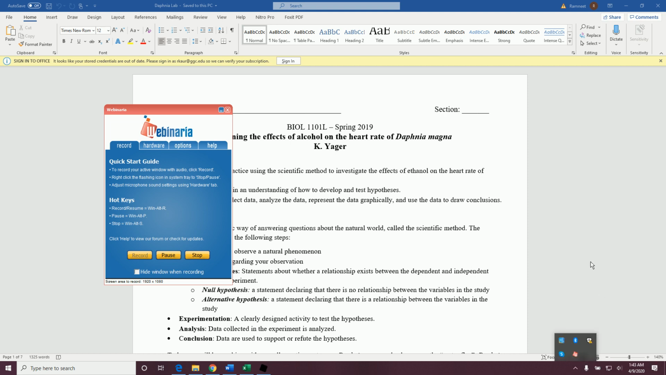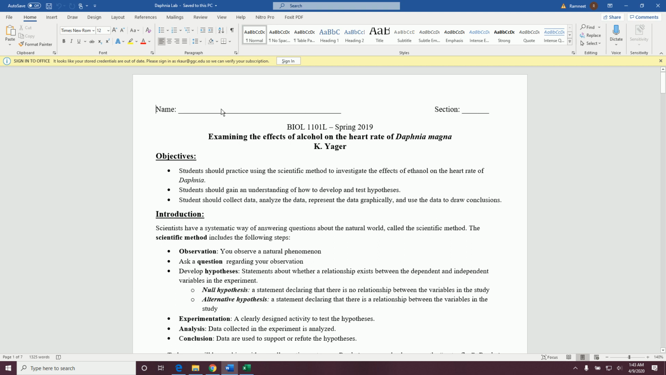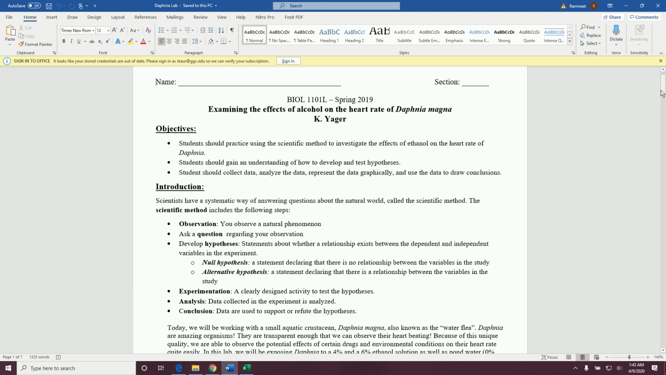I'm going to give you the instructions for the Daphnia lab. So basically, this is the Daphnia lab. What we are trying to do in this lab is a scientific method lab. I'm not going to go into the details of the scientific method because you already know. You have already discussed in your theory classes what the scientific method is, and what the steps of the scientific method are. So this is a scientific method lab.